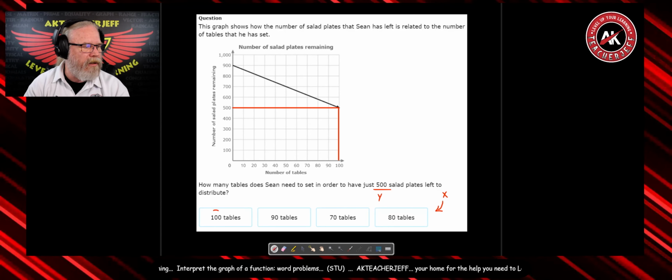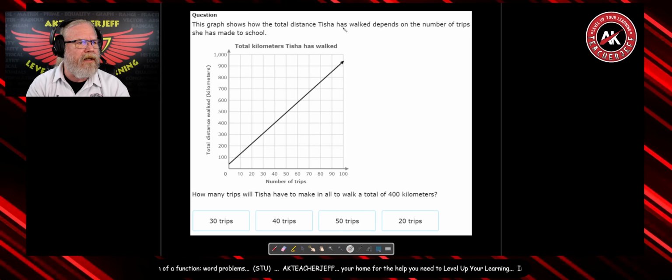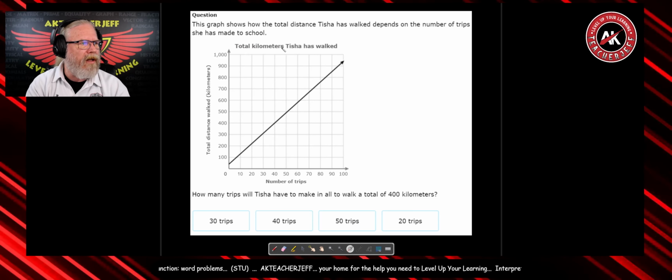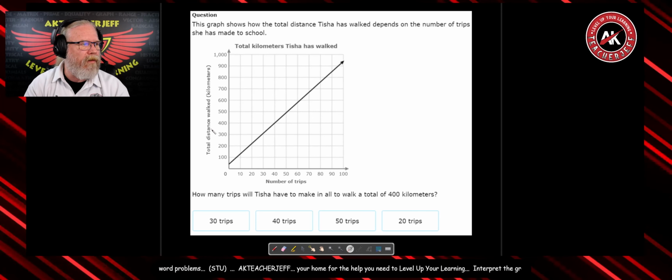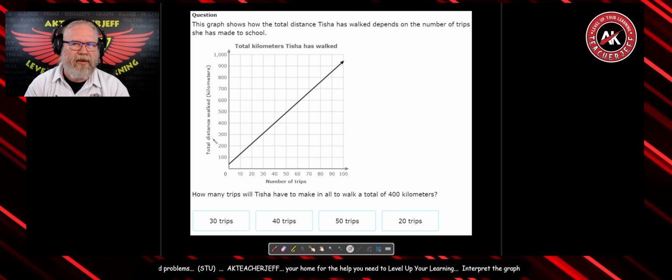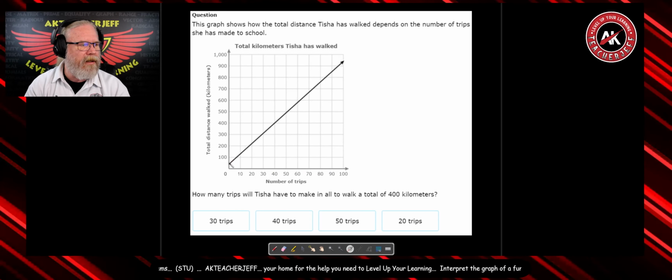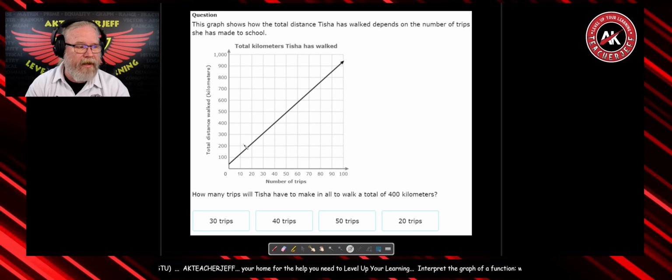This graph shows how the total distance Tisha, or is it Tisha, I'll go with Tisha, has walked depends on the number of trips she's made to school. So total kilometers Tisha has walked is the y-axis, and the number of trips is the x-axis. As the number of trips increases, her distance increases. That makes perfectly good sense to me.